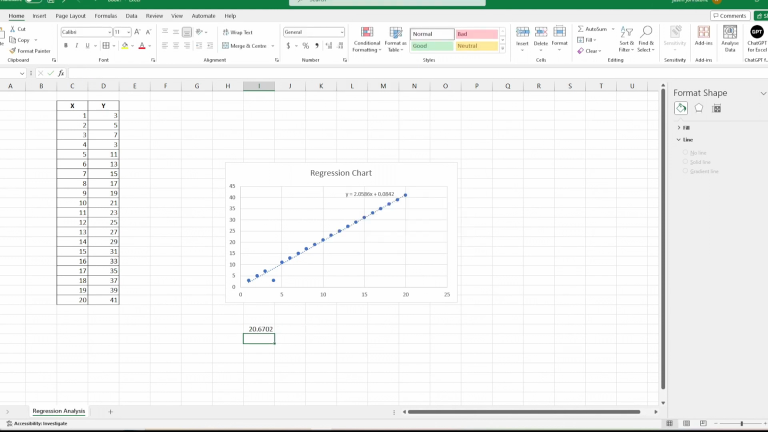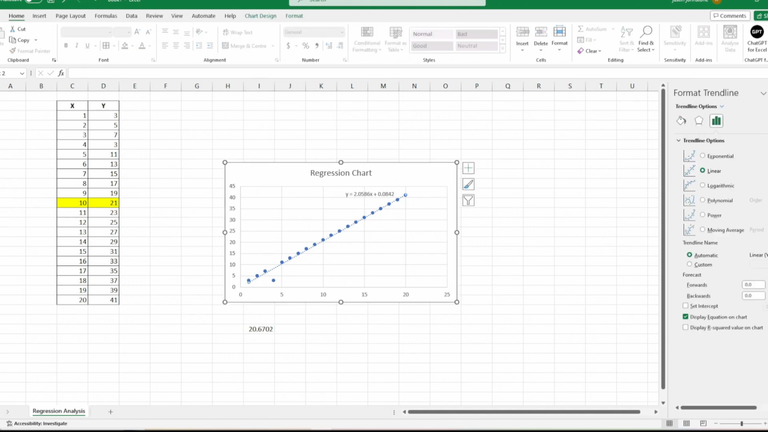So it gives us 20.67. You can see if we go and check over here, it's 21, so we round it up. You can see the actual one is 20.67. So guys, that's pretty much how to create your regression chart.